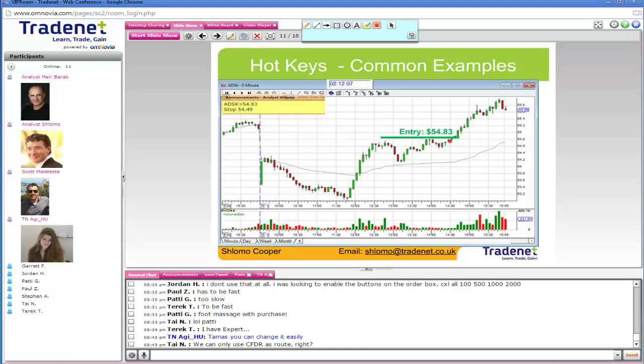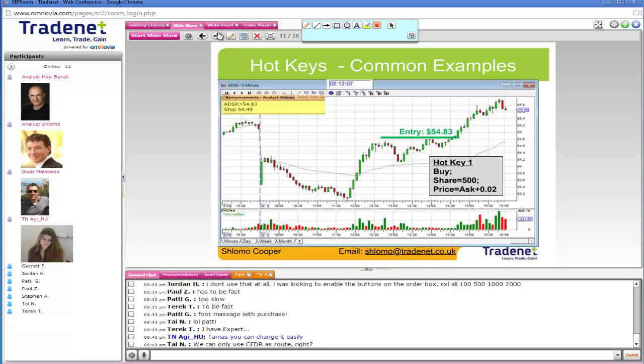And as you can see, after breaching 54.83, the stock climbed sharply higher and went up to $56, making a movement of about $1.20. So let's look.